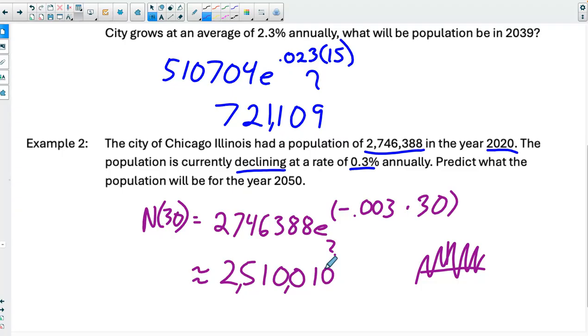Let's think about that answer. Does it seem appropriate? Does it seem logical? Does it seem like it could be possible? Yeah, we're losing, but we're losing only 0.3%. We're losing such a tiny amount. So over 30 years, we're really not going to lose a ton, right? Our population is going to be somewhat stable, but we are dropping about 200 some thousand people. So it does seem reasonable over 30 years.